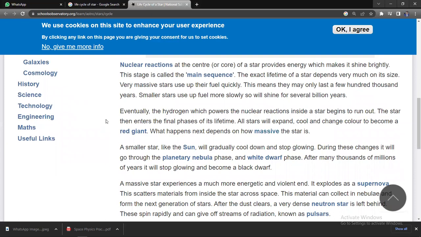So after the protostar, it becomes a main sequence star. The exact lifetime of a star depends very much on its size. Very massive stars use up their fuel quickly. This means that they may only last a few 100,000 years. Smaller stars use up fuel more slowly, so will shine for several billions of years.